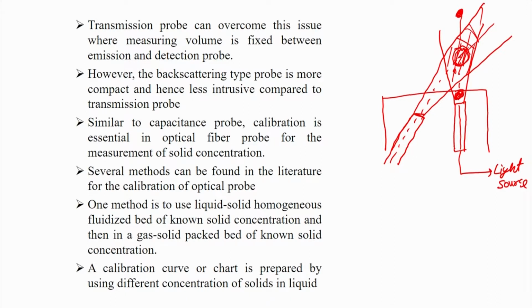This zone looks very big here, but in reality, because the probe thickness is very small, this zone will be very small. So, what you can do? You can fix the measurement volume in this way. Generally this kind of optical fiber probe is used, in which one probe is aligned at a certain angle, and one probe is aligned vertically. So, that actually solves the measurement volume problem.